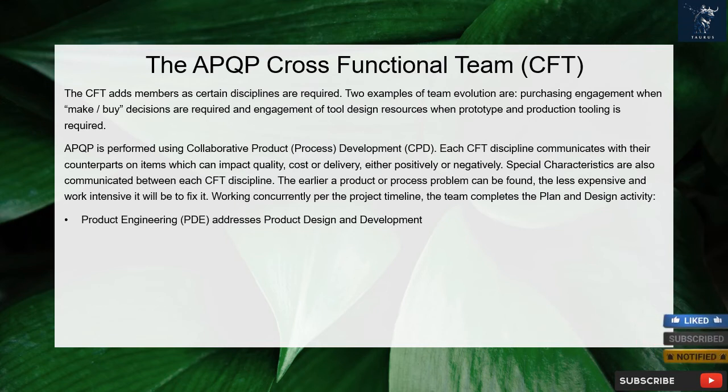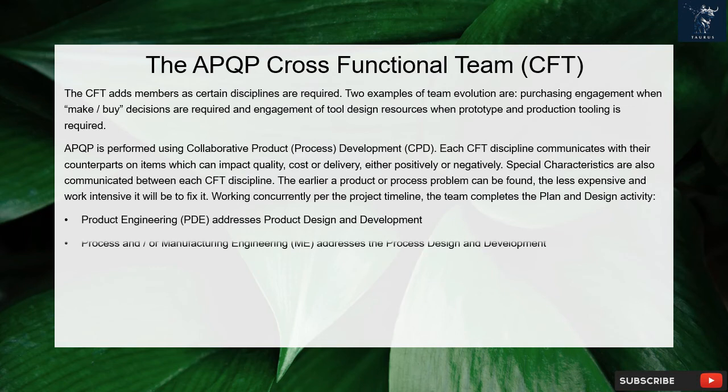APQP is performed using collaborative product process development (CPD). Each CFT discipline communicates with their counterparts on items which can impact quality, cost or delivery, either positively or negatively. Special characteristics are also communicated between each CFT discipline. The earlier product or process problem can be found, the less expensive and work-intensive it will be to fix it.